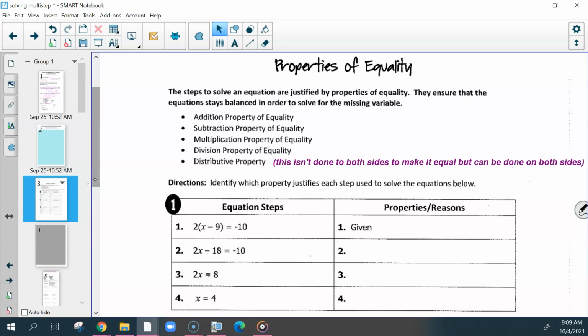So these words may look unfamiliar, but what Kavita said earlier about doing inverse operations is kind of what these are doing. Addition property of equality is adding to both sides. Subtraction property of equality is subtracting to both sides. Multiplication is multiplying to both sides. Division is dividing to both sides. Distributive property we've talked about before. That's not something you necessarily do for both sides, but it makes it equal, either or.